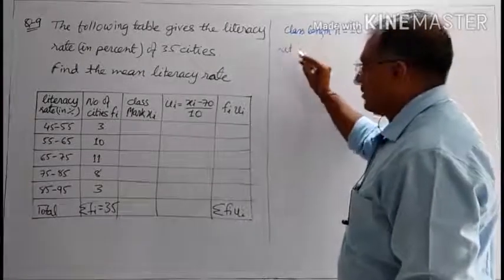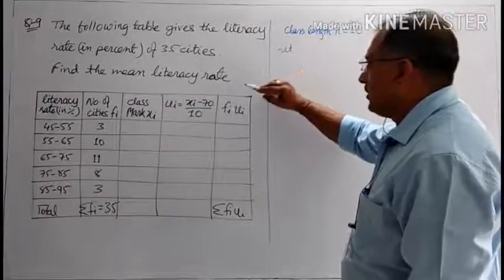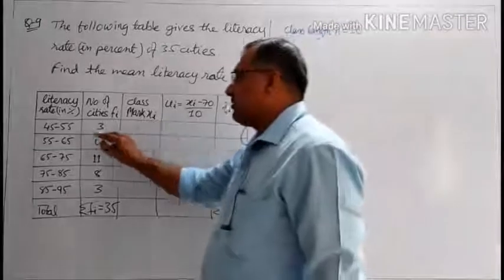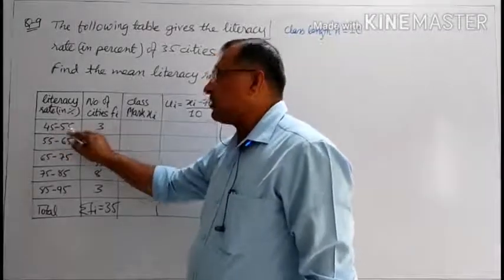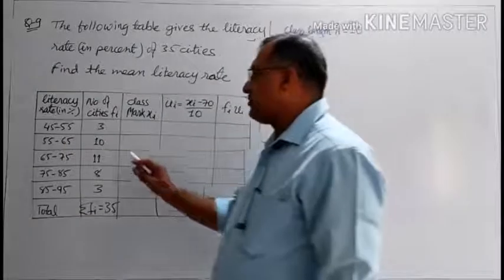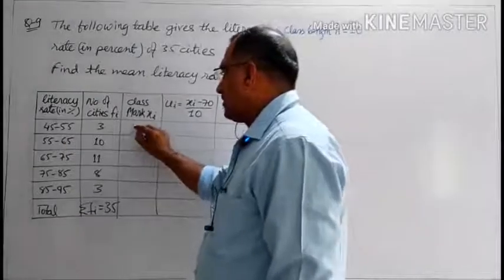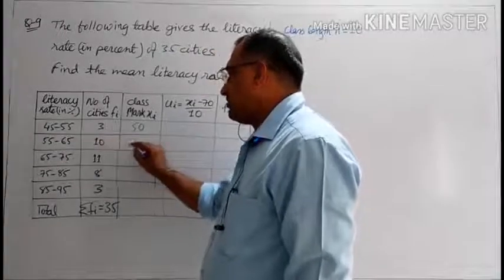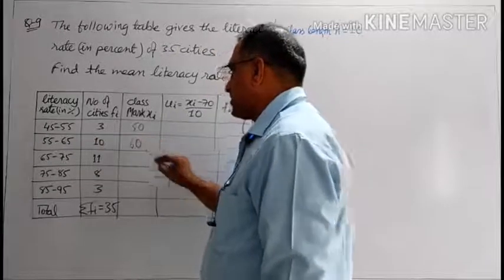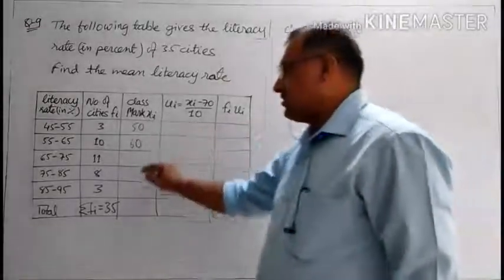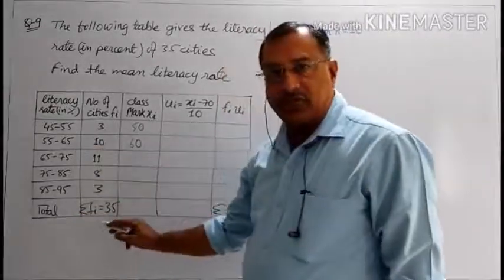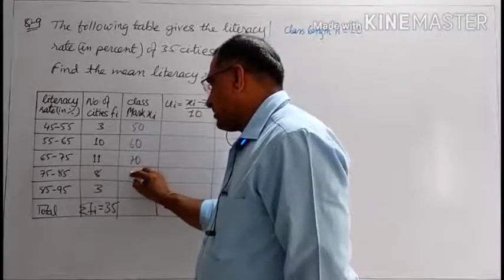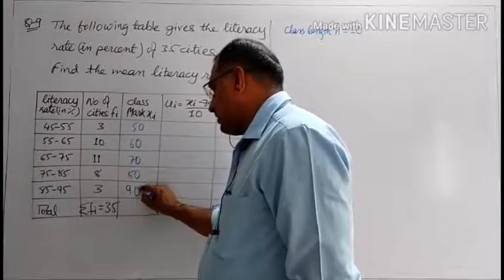Now let us go first of all for the class mark, then we can go for the assumed mean. Class mark means central value or mid value. So 45 plus 55, that is 100, divided by 2, and we will get 50. Similarly 55 plus 65 divided by 2, that is 120 divided by 2, we will get 60. As the class length is 10, in a continuous frequency distribution with equal class length, we will get the class marks 70, 80 and 90.